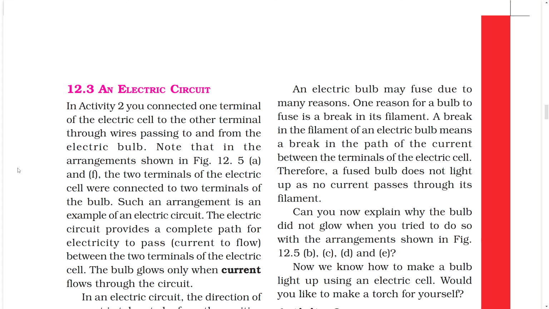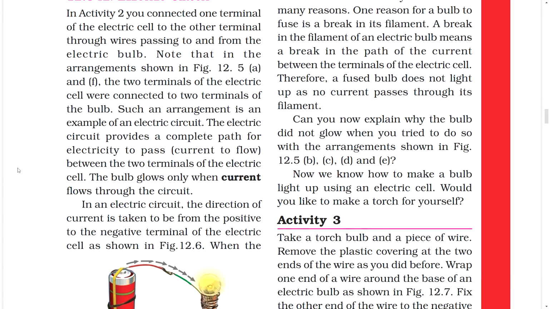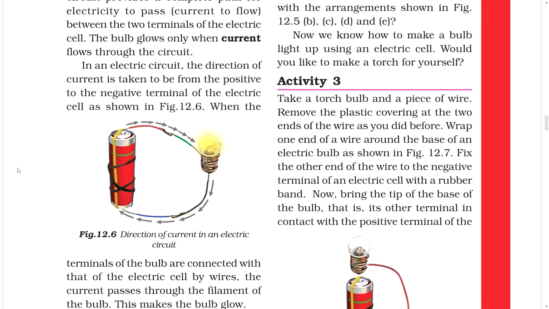The electric circuit provides a complete path for electric current to flow between the two terminals of the electric cell. The bulb glows only when current flows through the circuit. In an electric circuit, the direction of current is taken to be from the positive to the negative terminal of the electric cell, as shown in the figure: direction of current in an electric circuit.